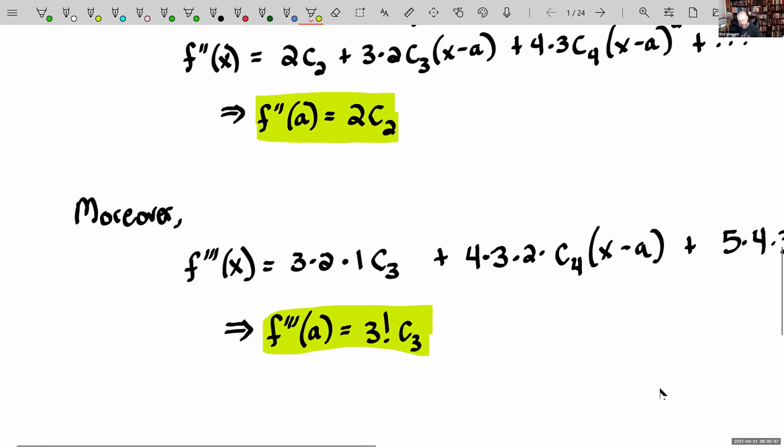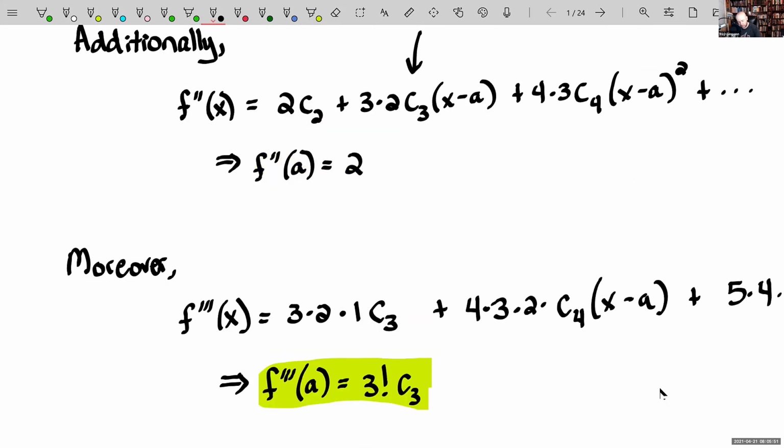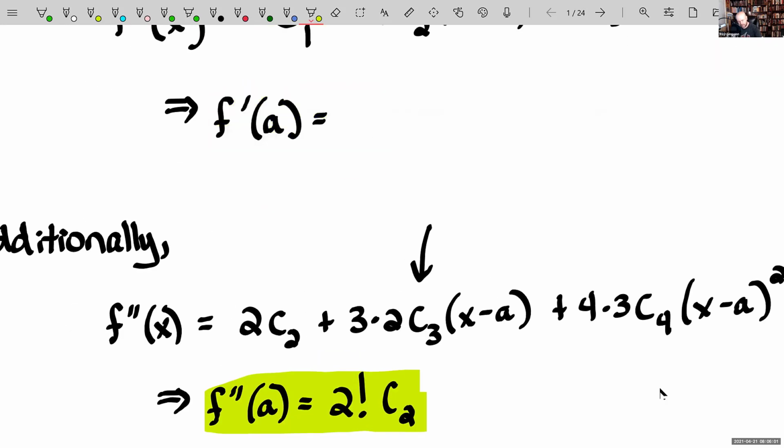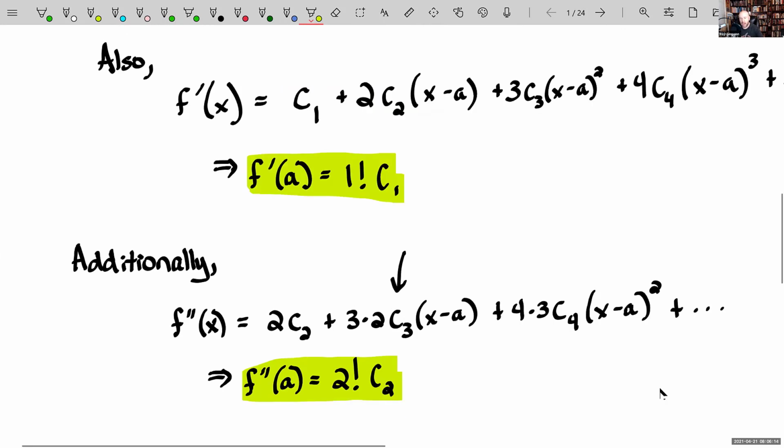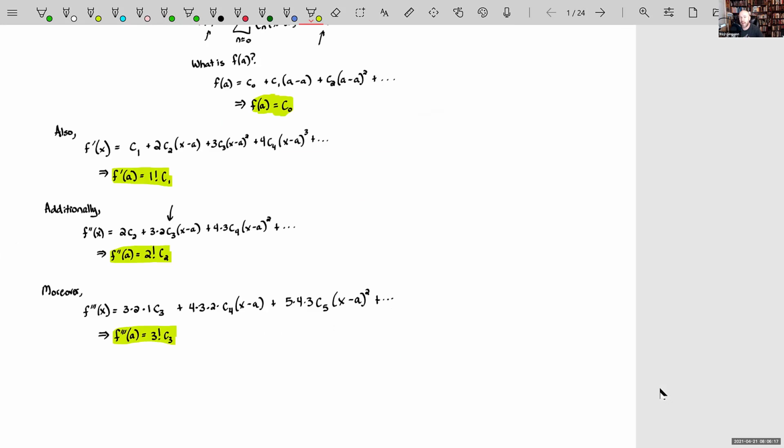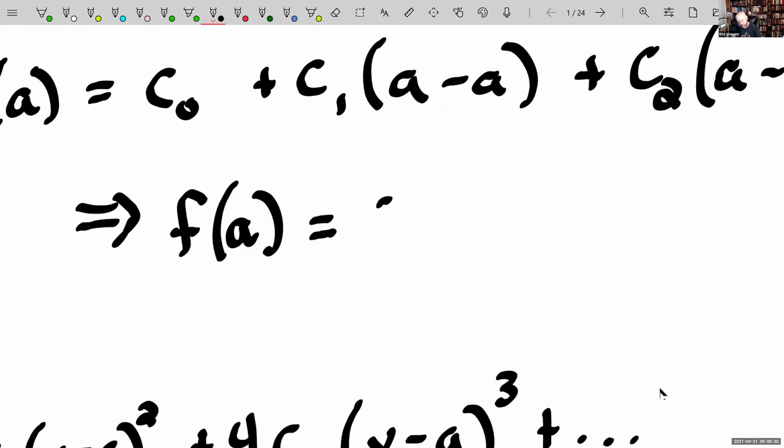I just want to draw your attention back to this guy right here. That 2 is the same thing as 2 factorial. And that 1 c1 is the same thing as 1 factorial c1. And that 1 c0 at the top, why not 6? Because you'll never see the pattern if you just write 6. You need to see the pattern. And that c0 all the way at the top there, the highlighted f of a, is equal to 1 c0. 1 c0 is the same thing as 0 factorial c0, because 0 factorial is defined to be 1.